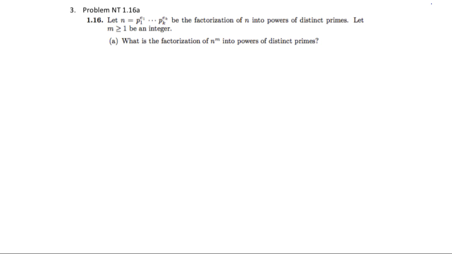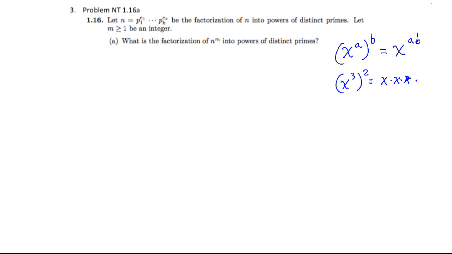And what we're going to do is write the prime factorization of n to the m, and we're going to use the fact that x to the a raised to the b power is equal to x to the a times b. So for example, x cubed squared is x cubed times x cubed. So it's x cubed times itself. So I multiply one more time, times x times x times x, and this is x to the sixth, obviously.